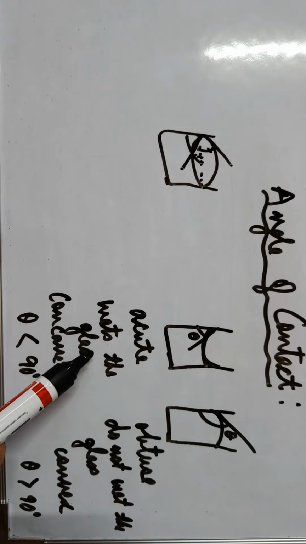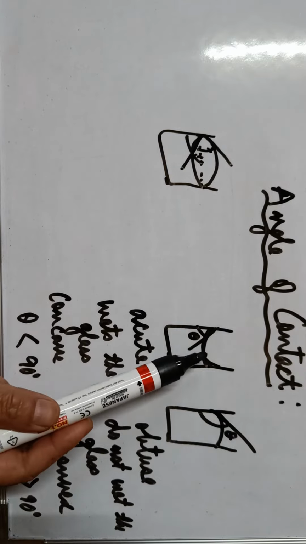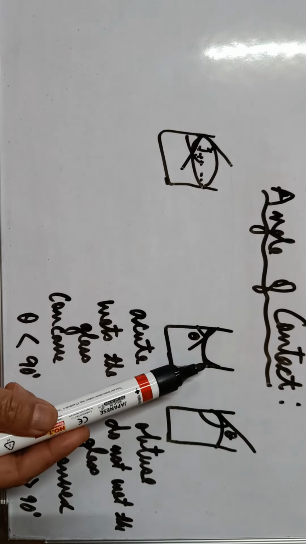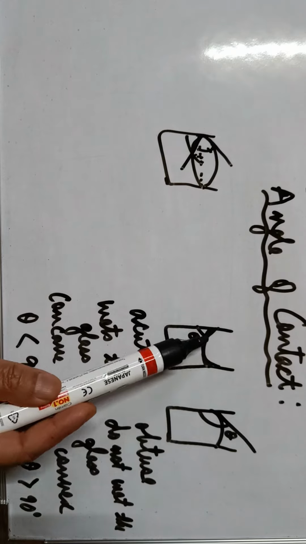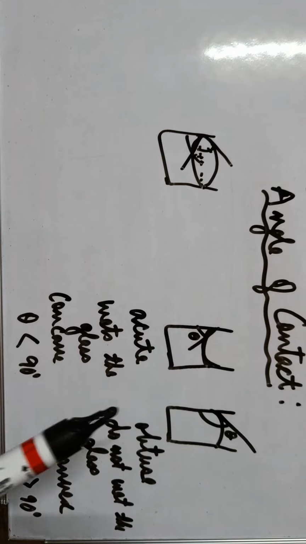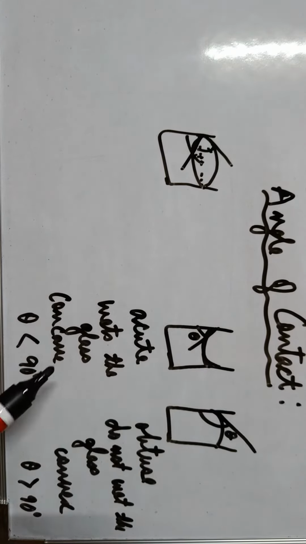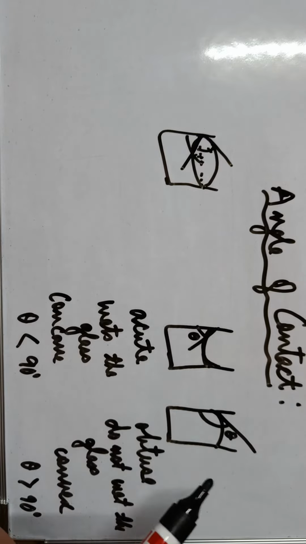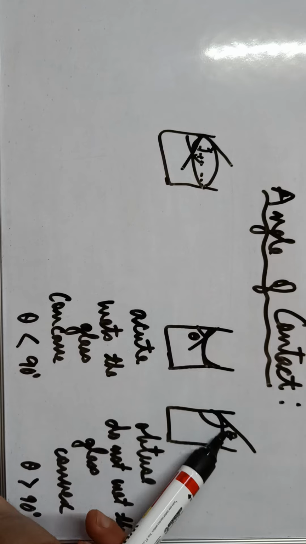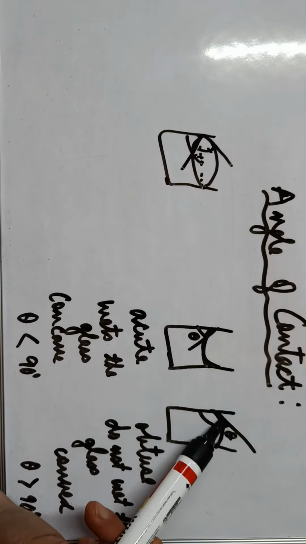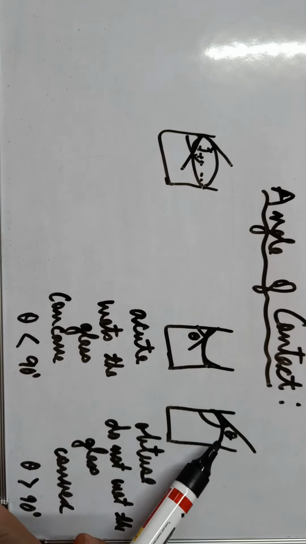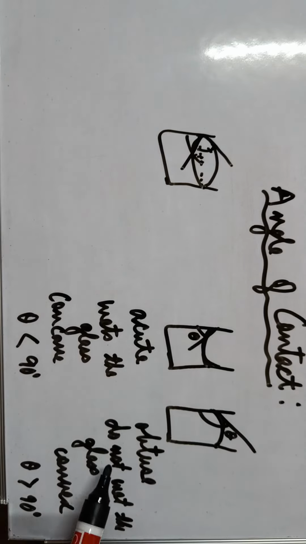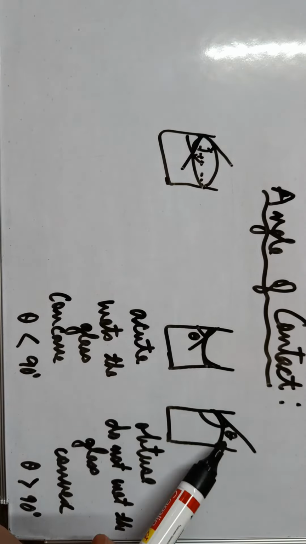In such cases we call it a concave meniscus, and here the angle of contact theta is less than 90. And in cases where the meniscus forms in the upper level, for example like mercury, it does not wet the glass, and we call this obtuse. Here the angle theta is greater than 90, and we call this a convex meniscus.